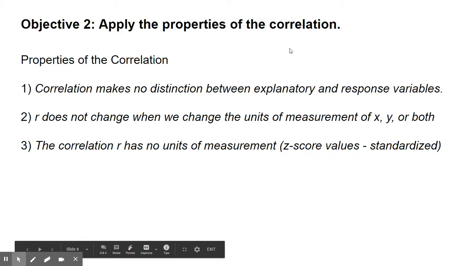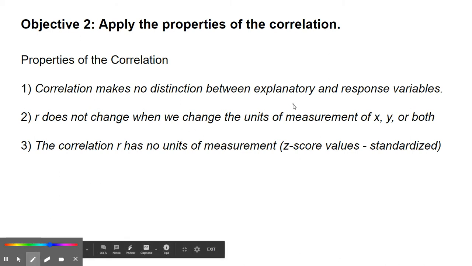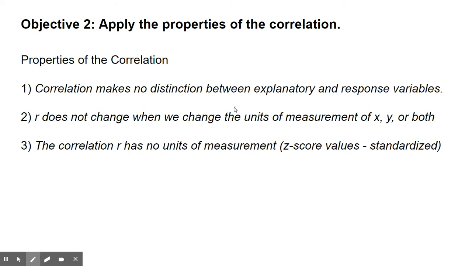Objective 2 talks about 3 properties of correlation. So the first property says correlation makes no distinction between the explanatory and response variables. So again, it doesn't matter which one is your x, which one is your y. And if you look back at that formula, the z's were right next to each other. They were being multiplied. So it doesn't matter if zx comes first, zy comes first. It doesn't matter which is which in terms of correlation.